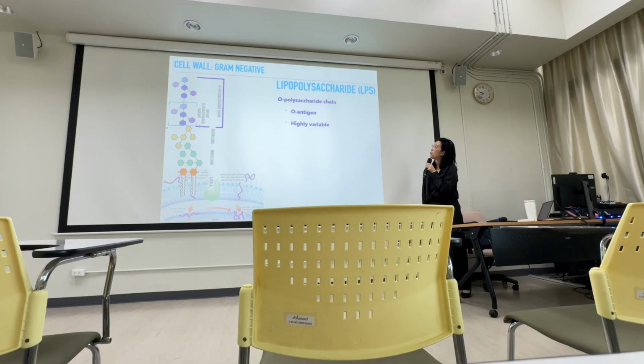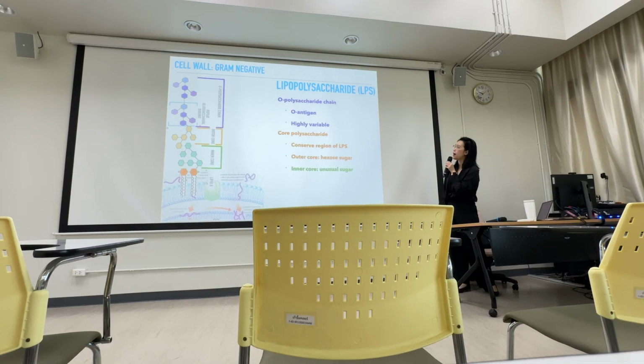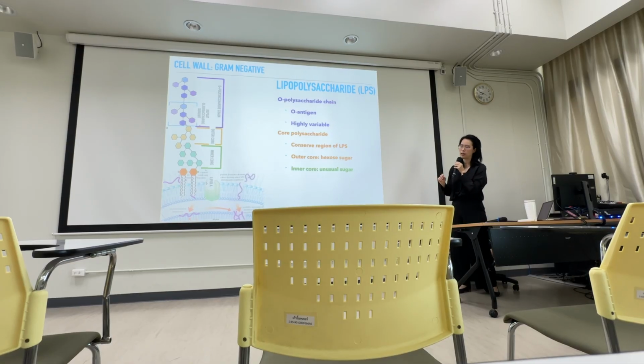LPS is composed of three major parts. The first part is the oligosaccharide chain, which contains the O antigen, and this region is quite variable. Different types of bacteria will have different types of polysaccharide chain. The second part is the core polysaccharide, which is quite conserved for the LPS. We find this same core structure in different types of gram-negative bacteria.